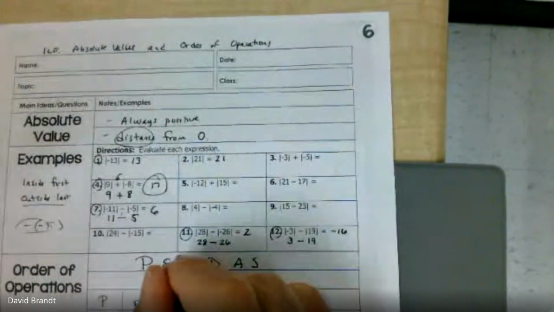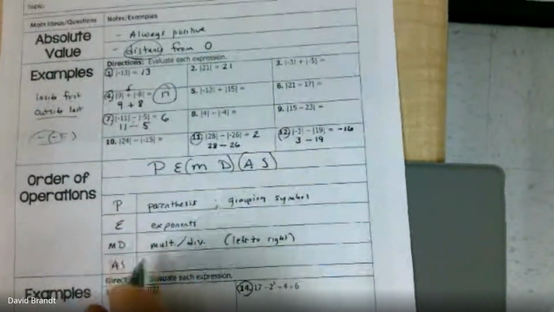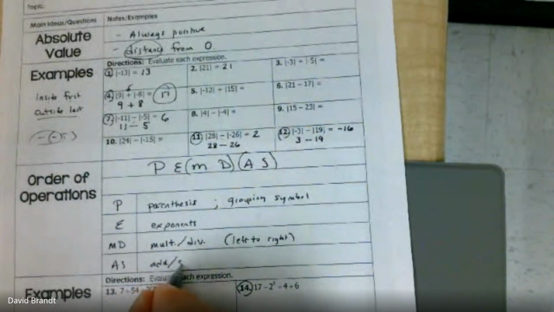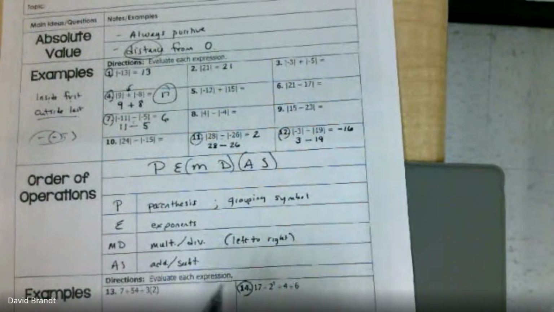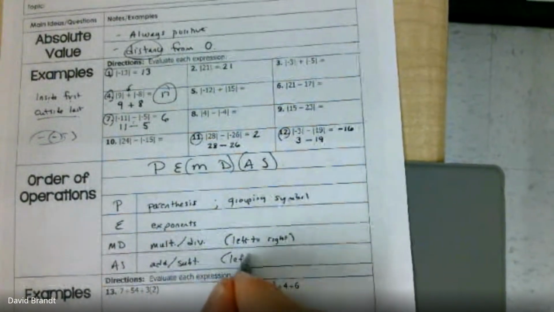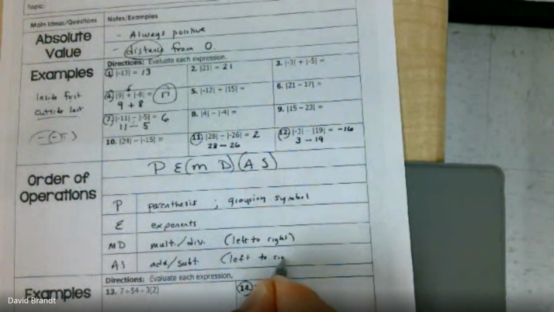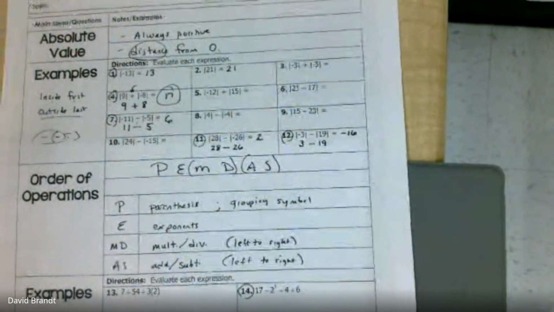In fact, I should go up here and put parentheses around those because they are grouped together. AS means addition and subtraction. And again, addition does not always come before subtraction. It's always done from left to right. Okay, that's the order of operations.